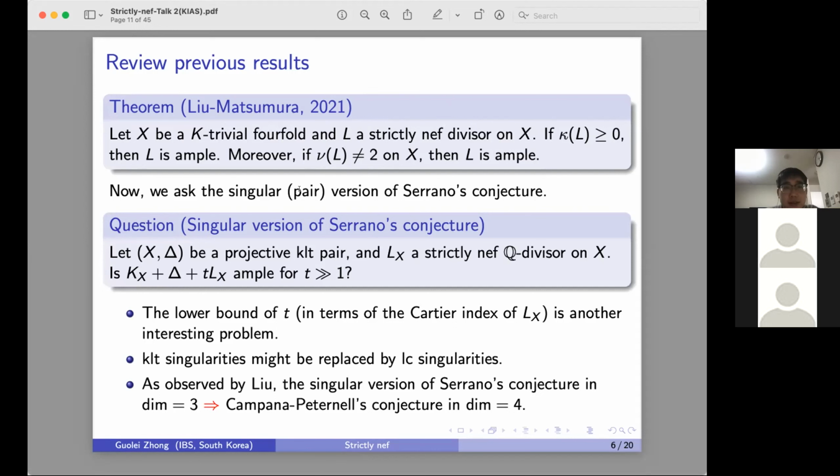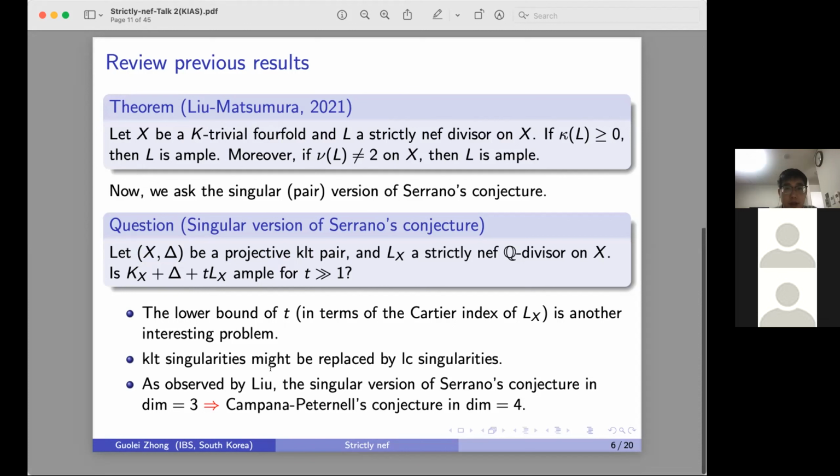So now we ask the singular pair version of Cyrano's conjecture. Consider (X, Δ) a projective KLT pair. This means X is a projective variety and (X, Δ) has only KLT singularities. We are given a strict nef Q-divisor L_X on X, and we ask whether K_X + Δ + tL_X is ample for sufficiently large t or not. The lower bound of such t in terms of the Cartier index of L_X is another interesting problem, but here we only consider arbitrary sufficiently large t.